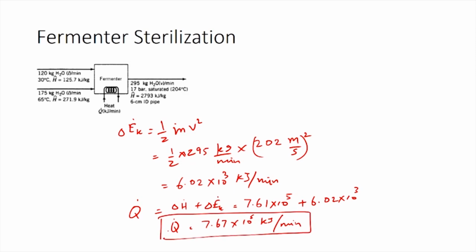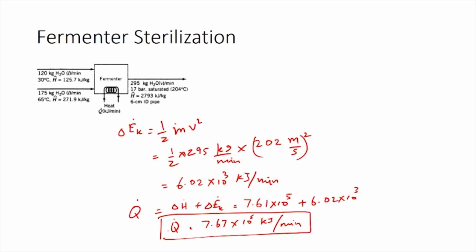What I want you to understand from the calculations which we did is, even while we ignored the kinetic energy of the inlet streams and accounted only for the kinetic energy of the exit streams, we got a value which was 1/100th the value which you would have gotten for the change in enthalpy. So, the change in enthalpy was in the order of 10 power 5, whereas the change in kinetic energy was in the order of 10 power 3.